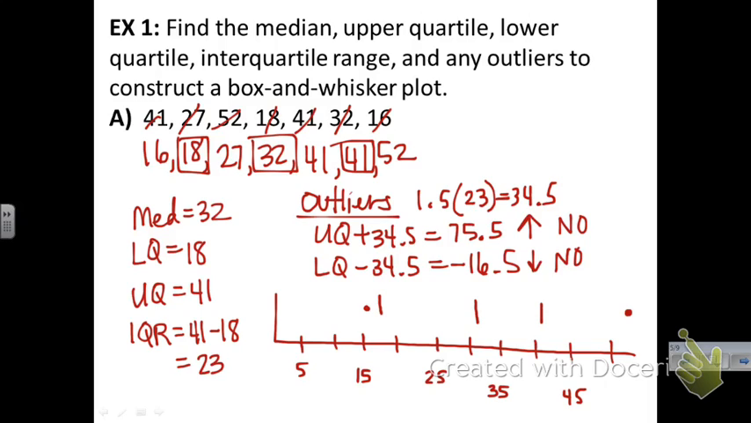From here, we make our box. Our box is from the lower quartile all the way to the upper quartile, and then our whiskers just extend out to those values.